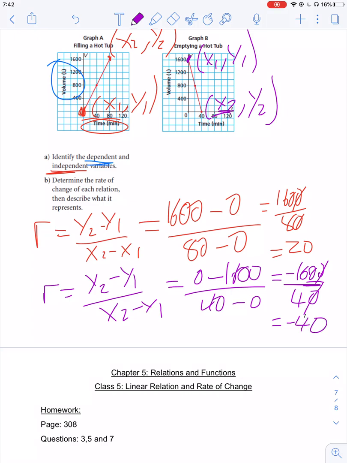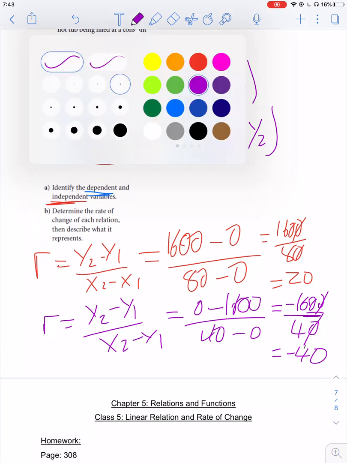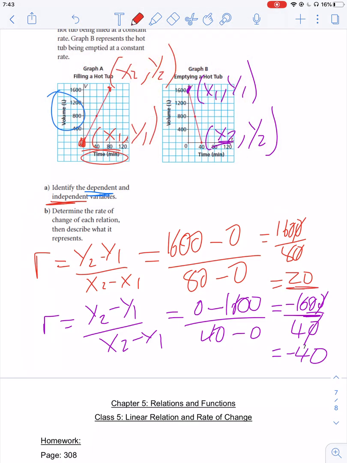So I'll just double check my answer. Minus 1600 divided by 40 is minus 40, and 1600 divided by 80 is 20. What does it represent? Well, it's just telling you that for every minute that goes by in the first situation, your tank gets filled with 20 liters of water.